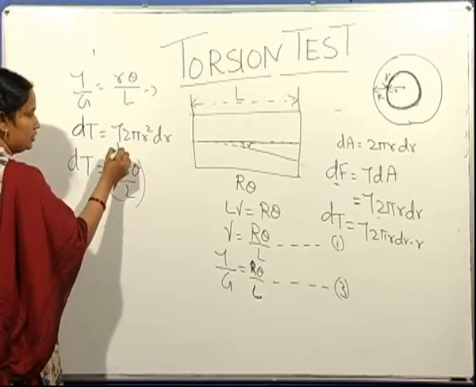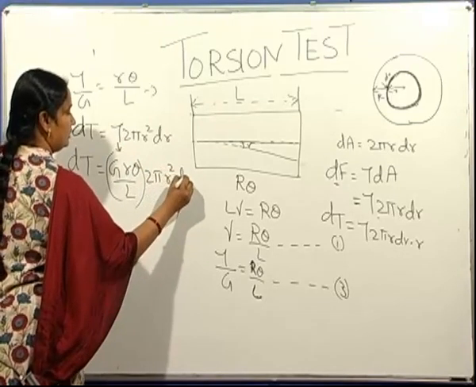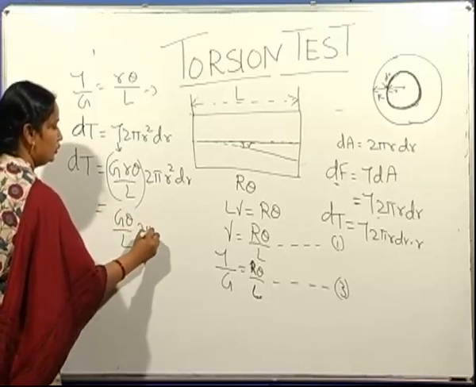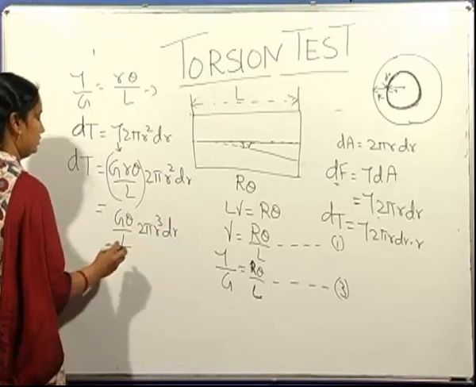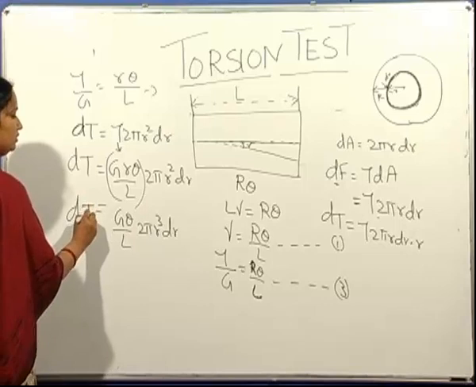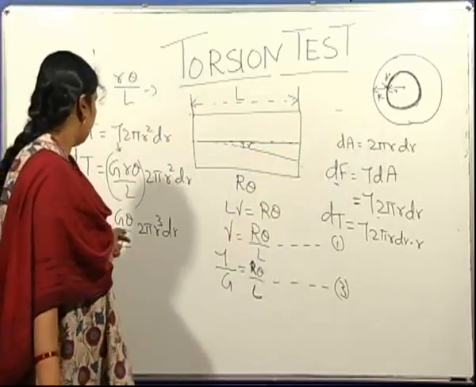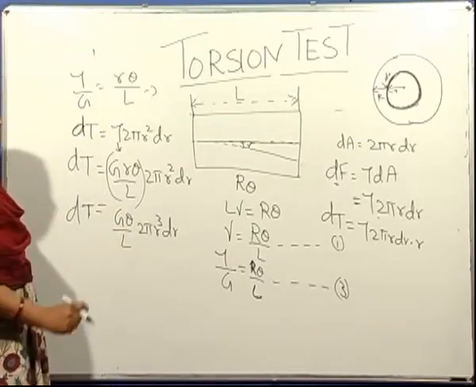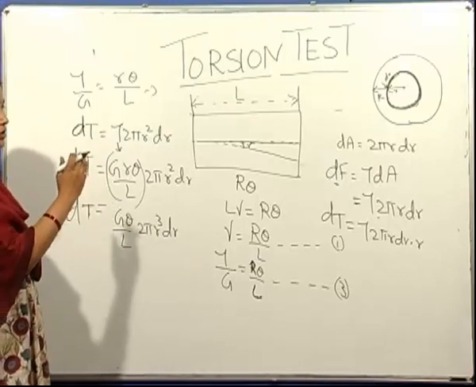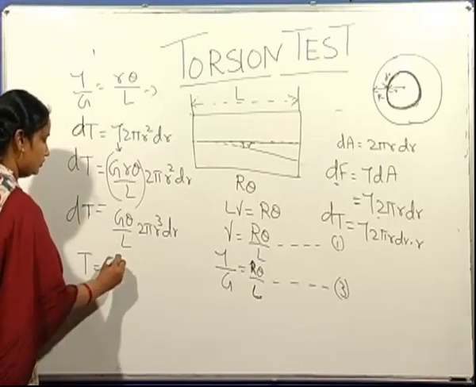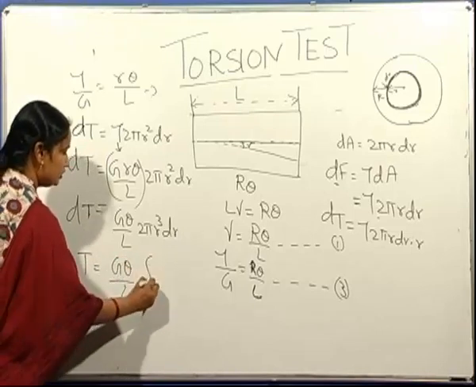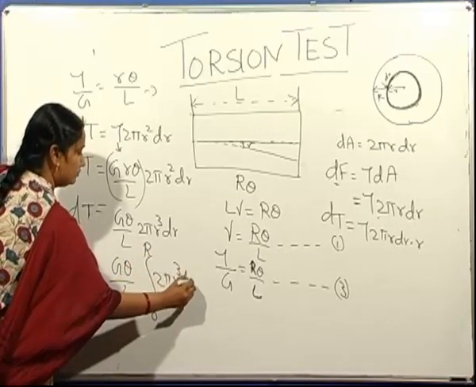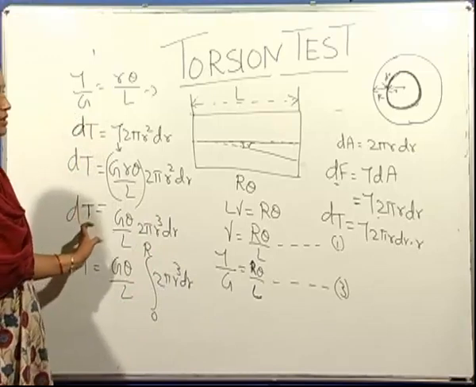This was written in place of tau 2 pi r square dr. So this further simplifies into G theta by L into 2 pi r cube dr. So dT, the torque on the elemental ring, is equal to G theta by L into 2 pi r cube dr. So when this is applied for overall cross section, we have T is equal to G theta by L into integral 0 to capital R 2 pi r cube dr. So this equation is applied for the whole cross section.